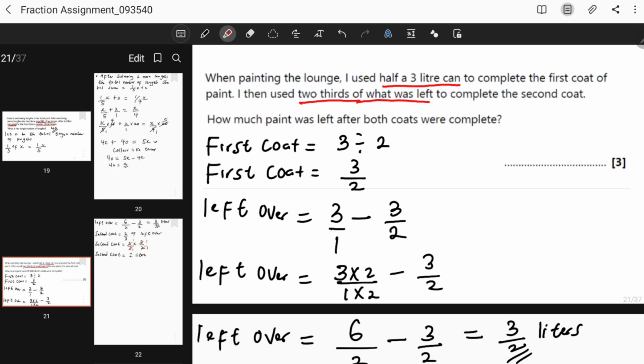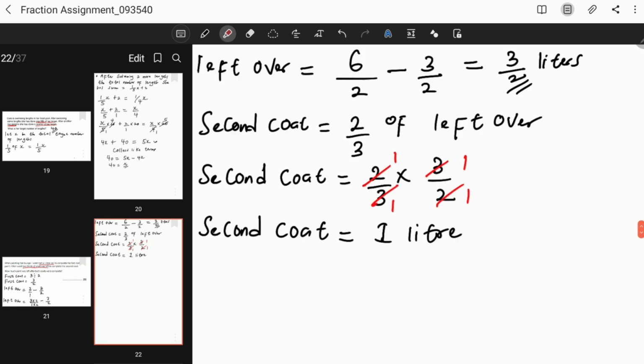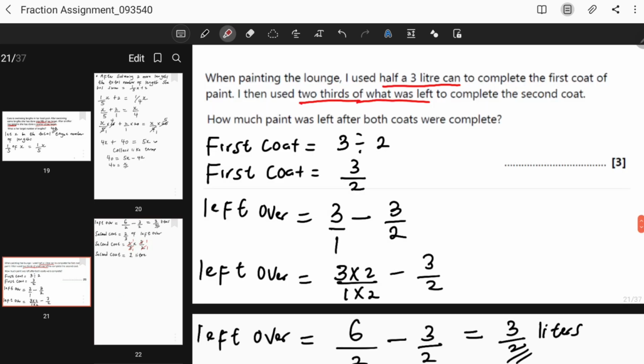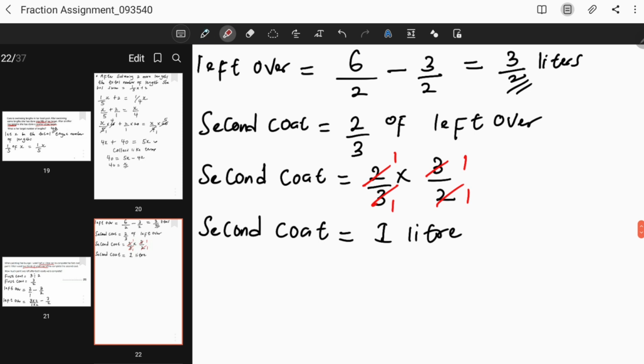Now, remember that the first coat made use of 3/2. The second coat made use of what was left, which was used 1/3, that's 3 over 2 of what was left, right? So let's now see how much paint was left. So paint left.